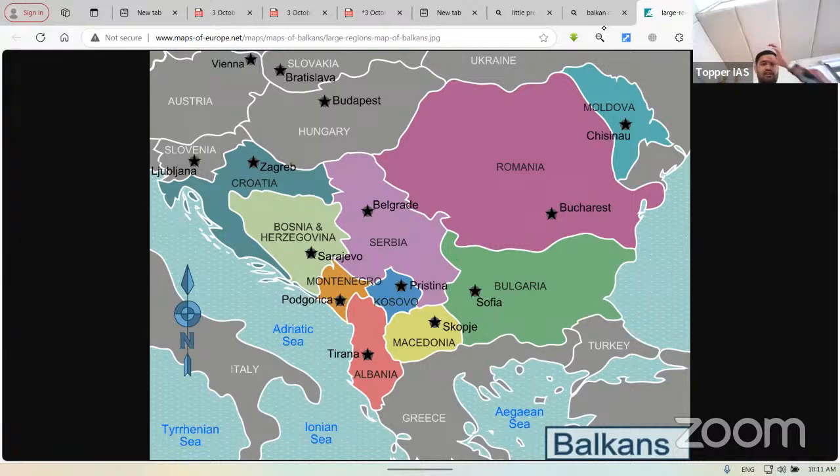Look here. These are all Balkan countries. There was one country earlier called Yugoslavia. Yugoslavia divided into so many small countries. Can you see here? Macedonia, Greece is there, see.